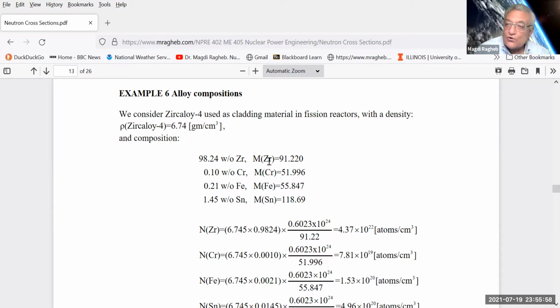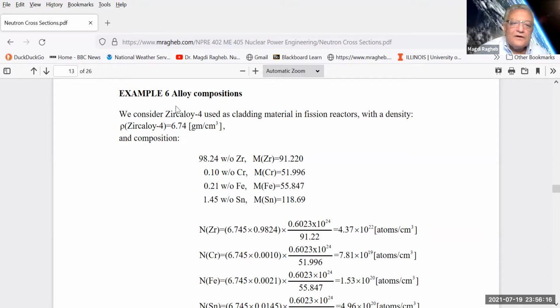It resists corrosion by water. Obviously, you don't want your fuel elements to corrode in a nuclear reactor. And in addition, it has a very low absorption cross-section for the neutrons. And you want to preserve the number of neutrons you have because they are what causes the fission process.